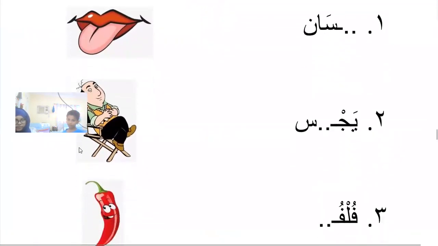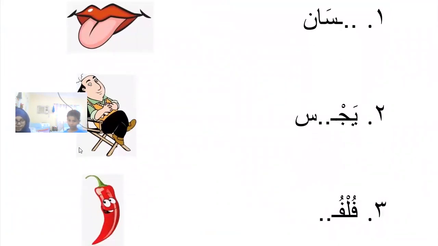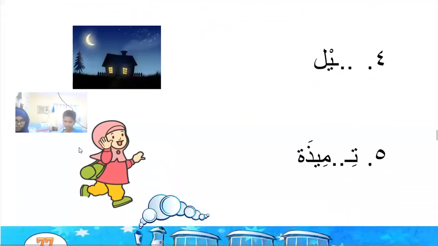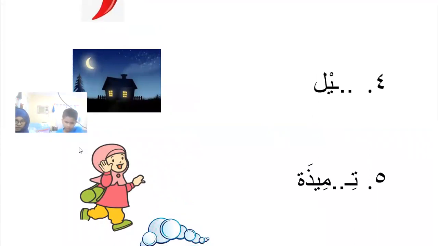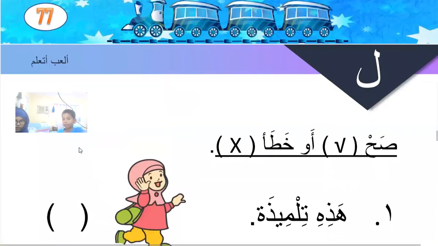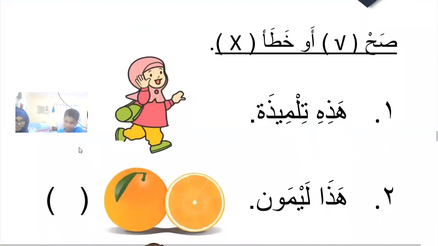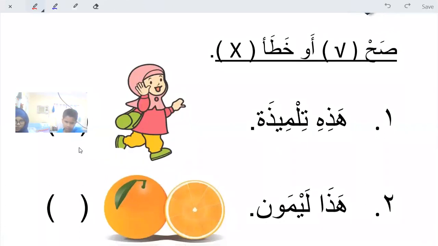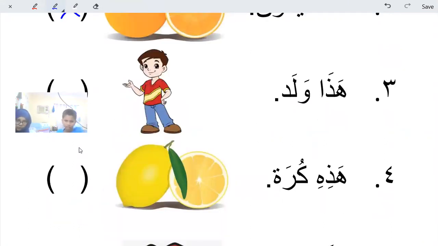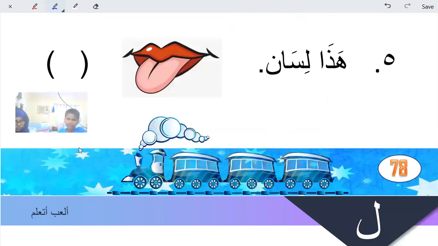Lisan, tongue. Good. Yajlisu, so he is sitting. Fulful, chili. Lail, night. Tilmiza, student. Good. Sah aw khata, correct or wrong. Hazihi tilmiza, this is student, sahi. Haza laymun, this is lemon, khata. Good. Haza walad, this is boy, sahi. Hazihi kurra, this is ball, khata. Good. Haza lisan, this is tongue, khata.